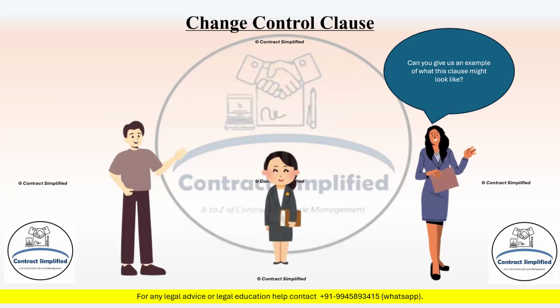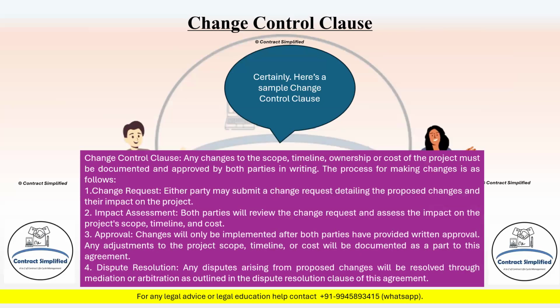Neha states, can you give us an example of what this clause might look like? Advocate Patel brings in this template. Change control clause. Any changes to the scope, timeline, ownership, or cost of the project must be documented and approved by both the parties in writing. The process of making changes is as follows.